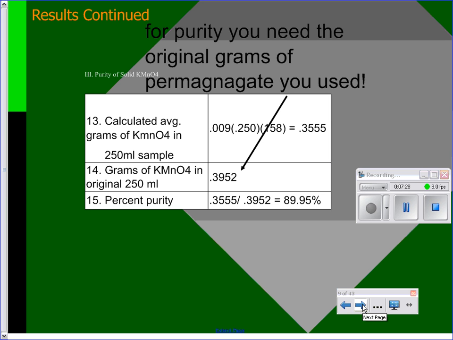So in addition to finding the molarity, we're going to also find the percent purity of your original permanganate. For that, you need the grams that you weighed out at the beginning. You have 3 decimal places. You're not going to have 4. Okay?